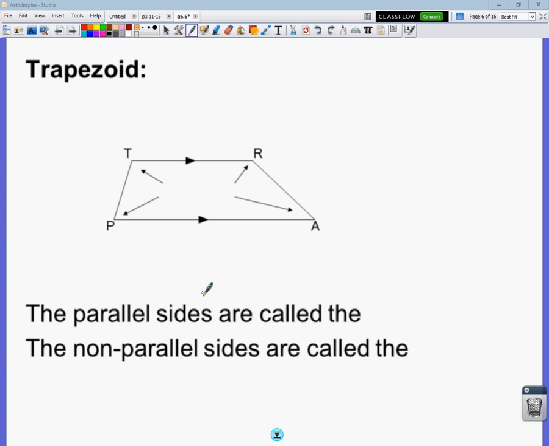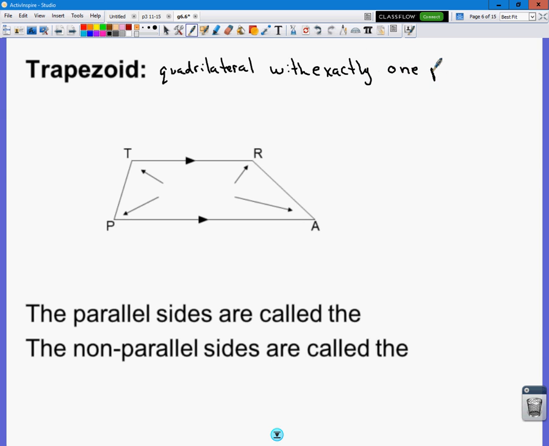So the first thing we're going to do is define our trapezoid. A trapezoid is a quadrilateral with exactly one pair of parallel sides.